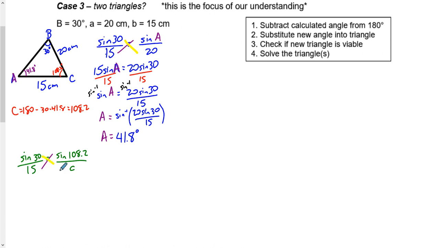Cross multiplication, C multiplied by the sine of 30 equals 15 multiplied by the sine of 108.2. Notice how I will not have to use any sine inverse, because I don't have to solve for an angle here. I'm solving for a side length.